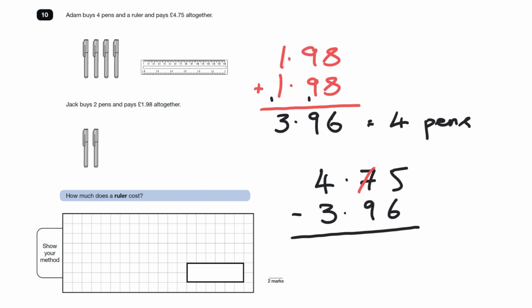You could probably do this in your head in most instances and already be on with the answer. 5 take away 6, we can't do that. So we're going to exchange. 15 take away 6 is 9. 6 take away 9, we can't do that. So we're going to exchange again. 16 take away 9 is 7. And then obviously we're left with 3 take away 3, which is nothing. So essentially we've got no pounds and 79p. So the ruler costs 79p. So we need to make sure that that's transferred into the answer box. And we've got 79p. As I said, all the SATs workings out here that I've done, you would have done in these spaces here. So don't worry that I've left this blank. But essentially, again, we've got another question with an addition and then a subtraction, and we've got our answer.